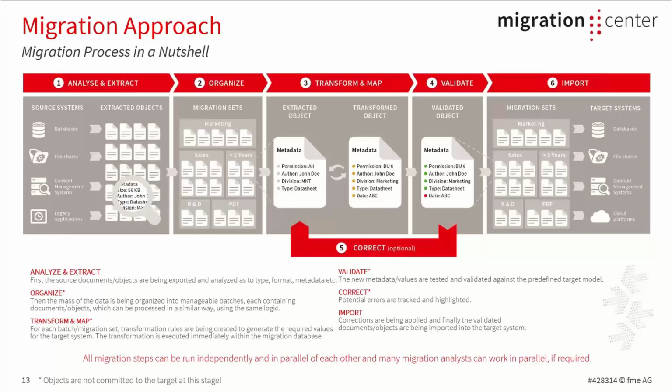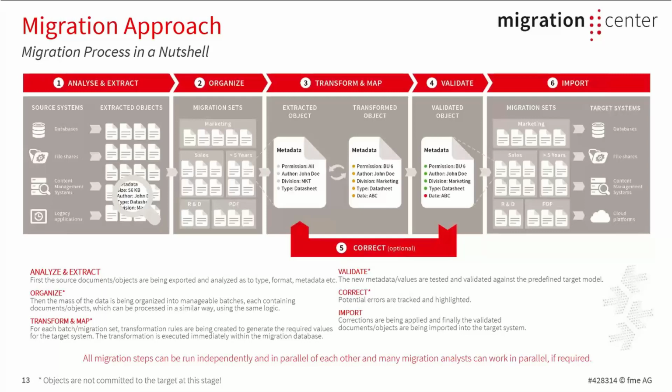First we analyze and extract. The document objects are being exported and analyzed, and we look for the type, format, and metadata. Then we start with the second round, to organize. The metadata is then organized into manageable batches or migration sets, each containing documents and objects, and they can be processed in a similar way using the same logic. Exactly that we're going to look into in a bit.